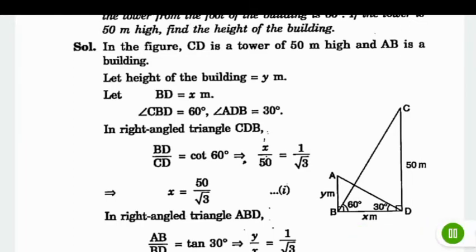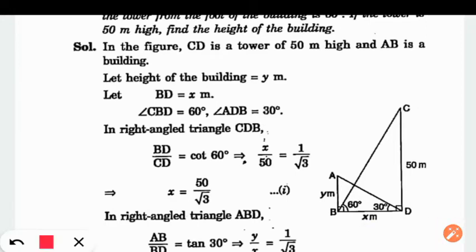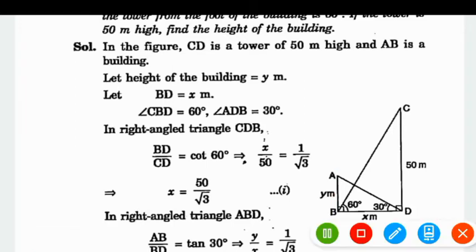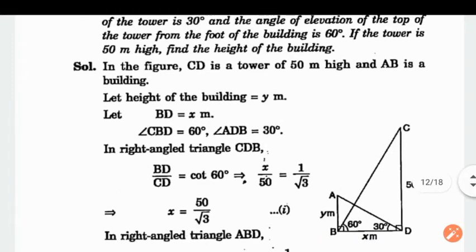Now, height of the tower by question is given 50 meter. We do not know what is height of the building. So, let it be y. And one more thing, we do not know what is the distance between tower and the building, let it be x. So, let the height of the building be y, we are required to find the value of y, and for that we will be needing this distance PD. That is why we have to consider. By question it is not given, so let it be x.